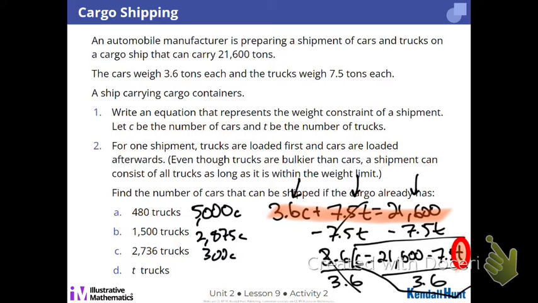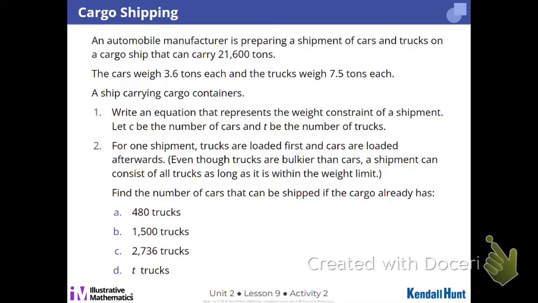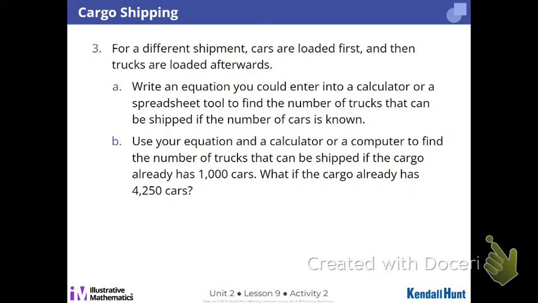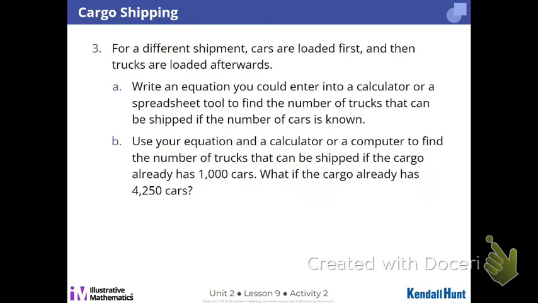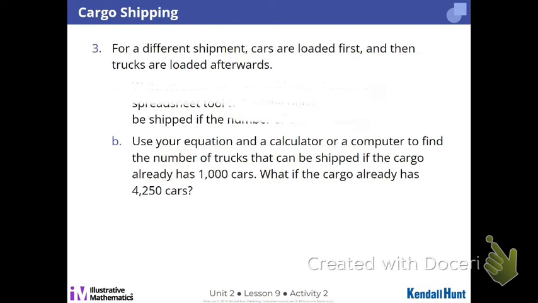So you're going to try doing this again. Don't worry about this junk down here. We don't need the calculator thing. You're going to give me the equation for cars. I'm going to tighten this up right here. So you're going to know how many cars are going on there. The cars are going on first. I want to know how many trucks can go on then.